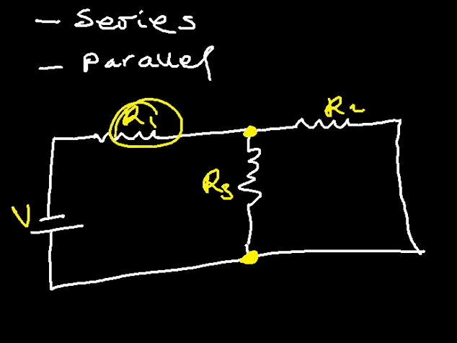Resistor R1 is in series with the battery itself. Which means you should understand that the voltage across R1 is not the same as the voltage from the battery, because these two are in series. So across the R1 resistor the voltage will be different from this one.